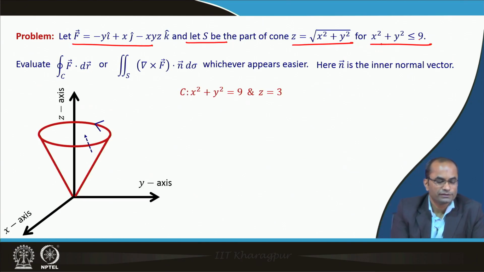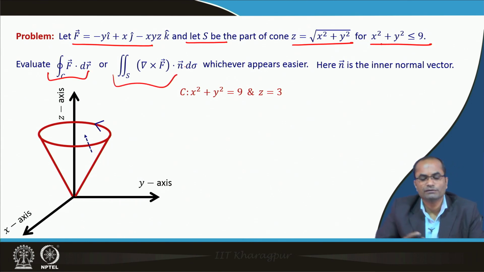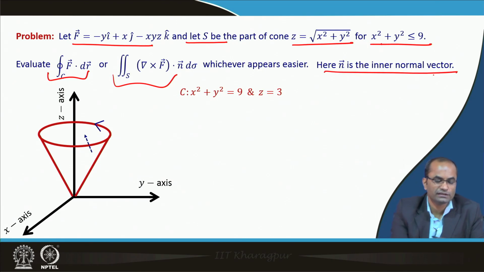So, this is the situation, and we want to evaluate this curve integral or the surface integral, whichever appears easier, and n is the inner normal vector. So, the n is also fixed here, it is an inner normal vector drawn here. So, it is an inner one, not the outer one. Well, so this is the cone here, and now we have to see which direction we go with the curve, whether anti-clockwise or clockwise.